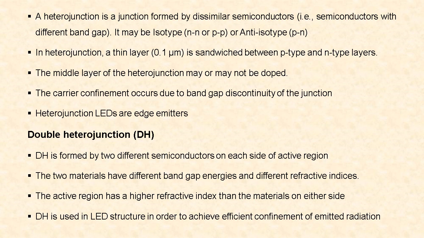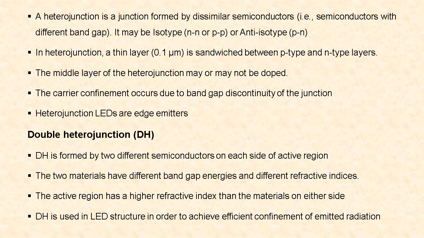Next is double heterojunction. A double heterojunction is formed by two different semiconductors on either side of the active region. These semiconductor materials have different band gap energies and also different refractive indices. Here, the active region has a higher refractive index than the materials on either side of the active region.